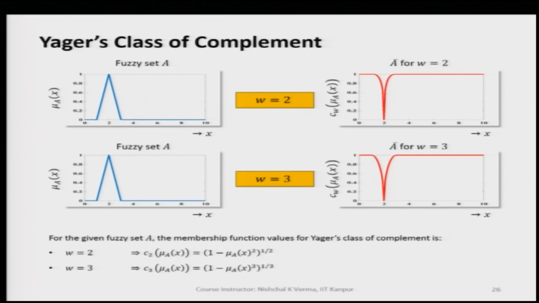Next, for W is equal to 2, we are getting A bar like this, the Jaeger's complement of the fuzzy set like this. Here also we are getting Jaeger's complement of the fuzzy set A for W is equal to 3, and this way we have seen how we can compute the Jaeger's class of the complement of any fuzzy set, either continuous or discrete, very easily.